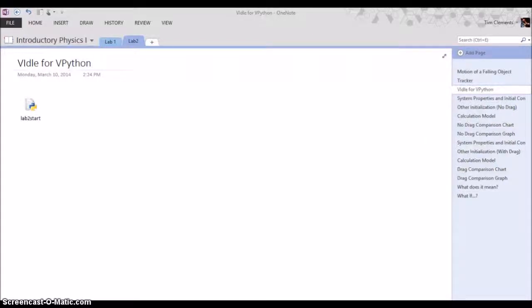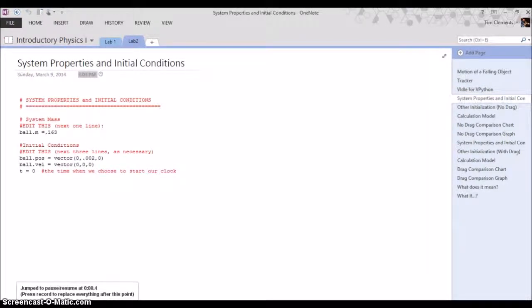To create a model for the motion of a falling object, I use the starter program Lab2Start for VIDLE provided. In the System Properties and Initial Conditions part of the program, I input that the mass of the ball was about equal to 0.163 kilograms. The initial position of the ball was at vector 0, 0.0020, and the initial velocity was 0 since it was dropped from rest.